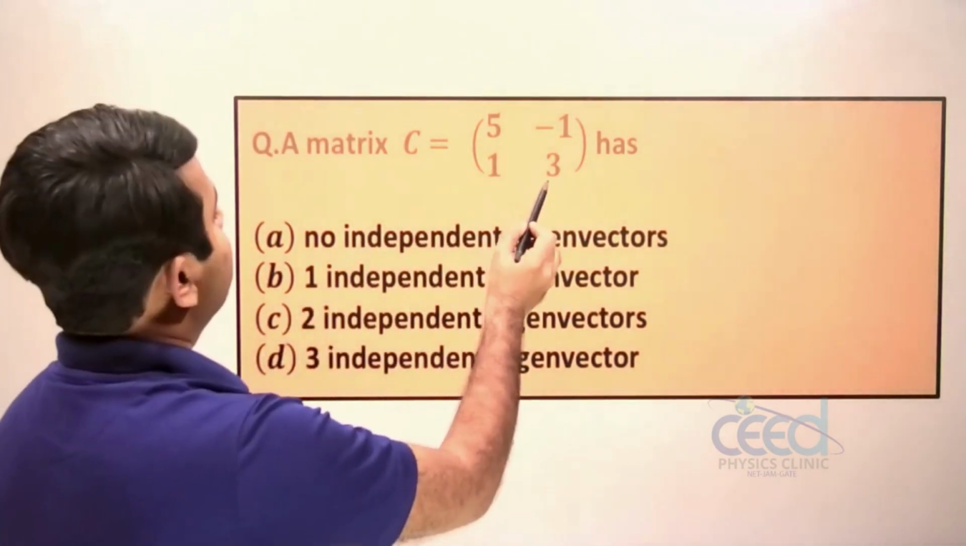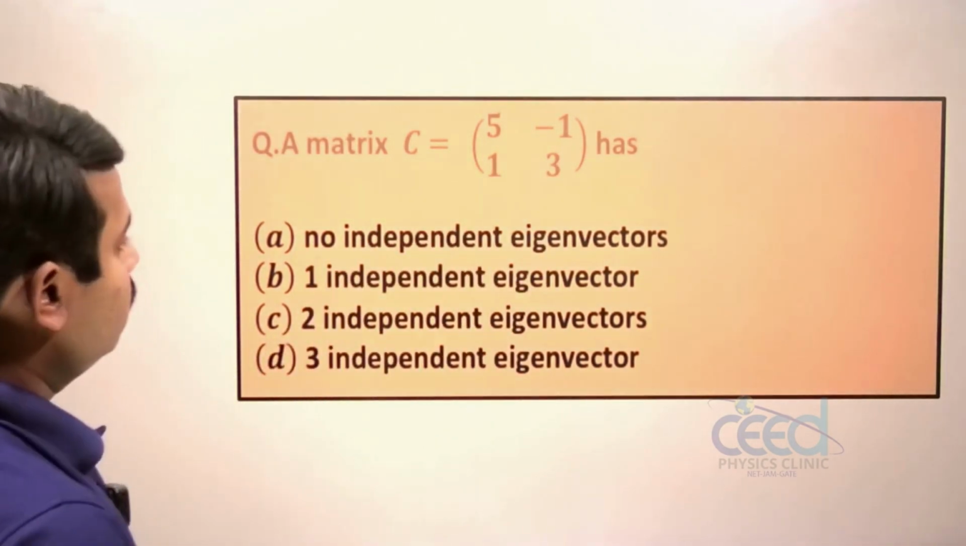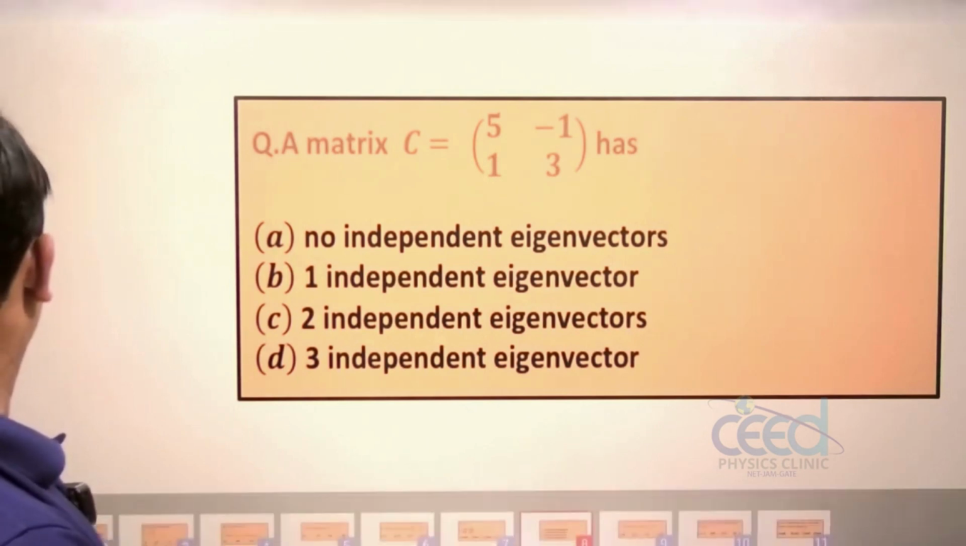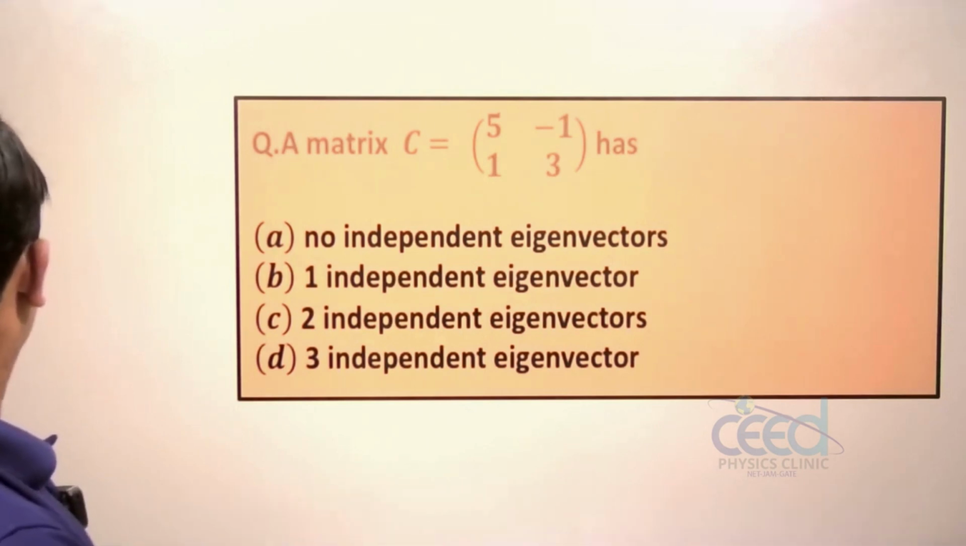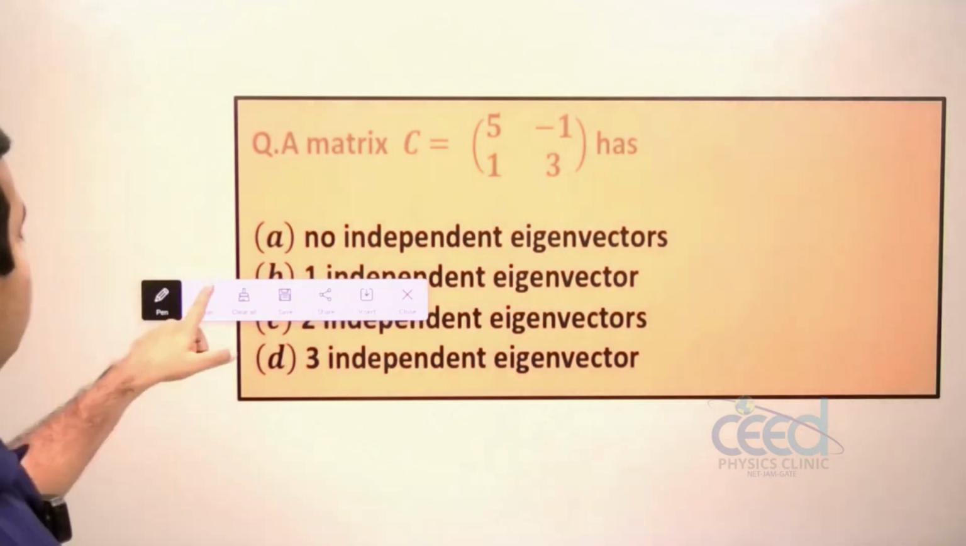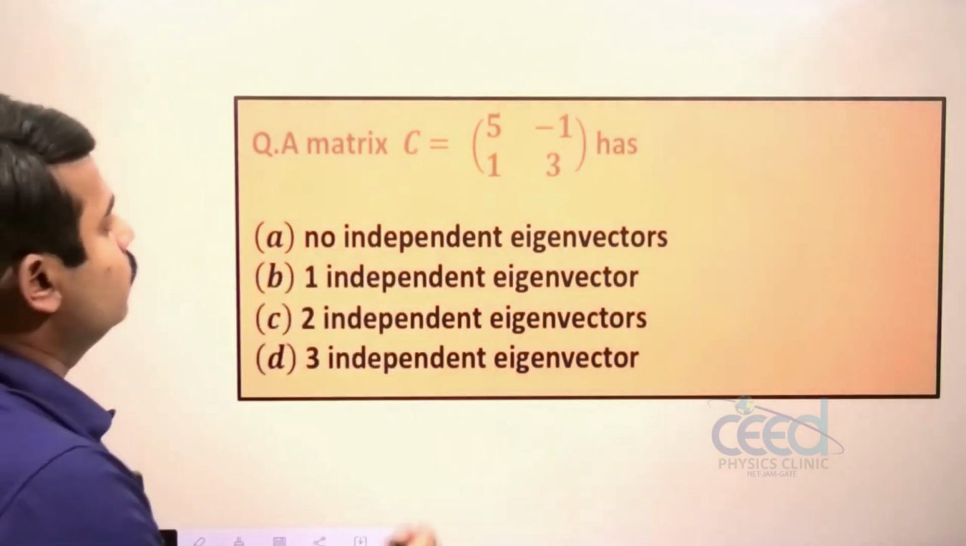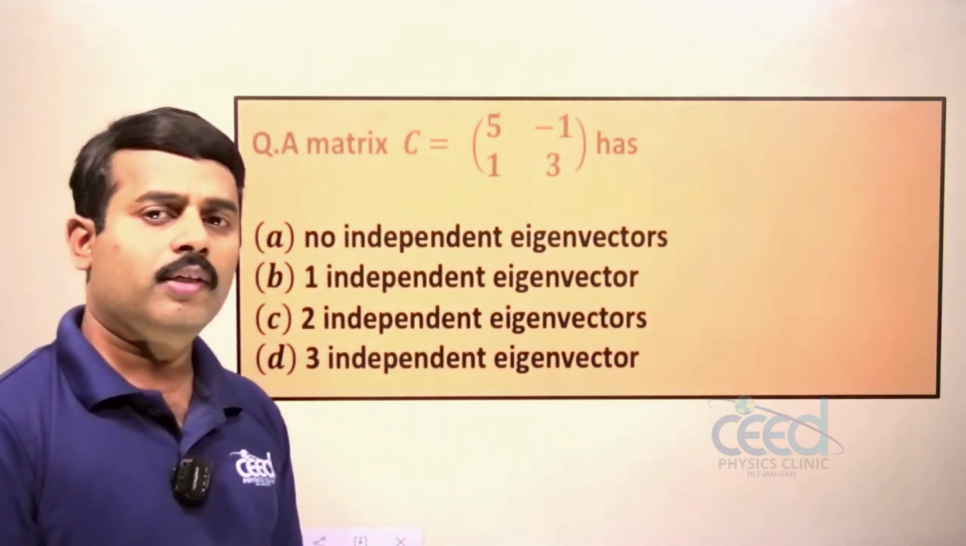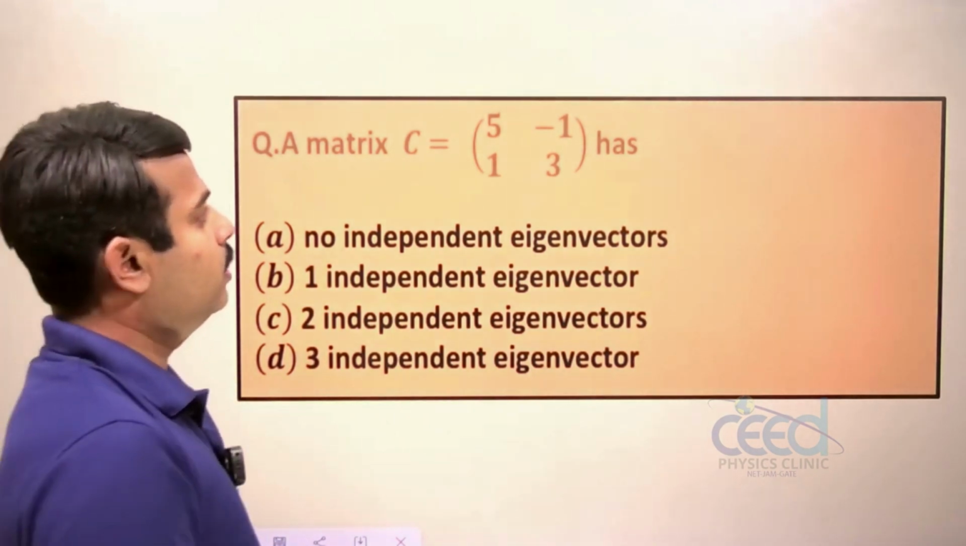5 minus 1 1 3 has. So regarding eigenvector, they given some option. So let us find out eigenvector. Right. To find eigenvector, what we should find eigenvalues first, right?